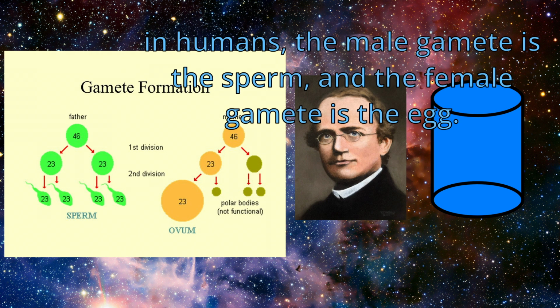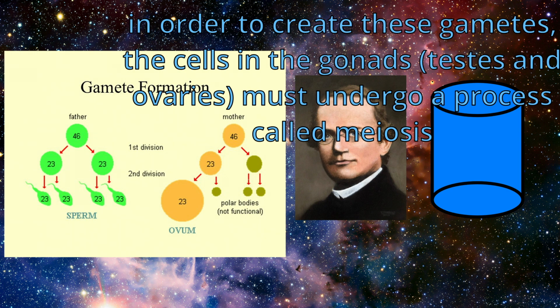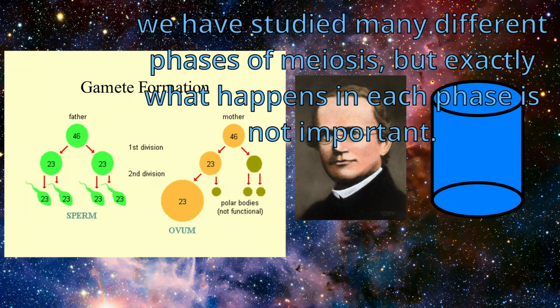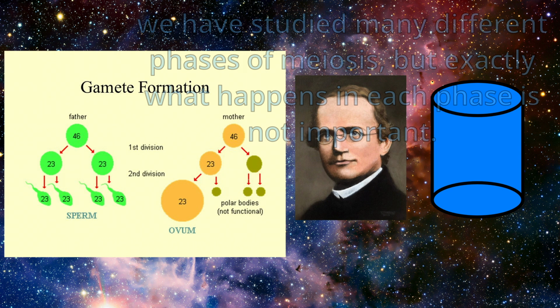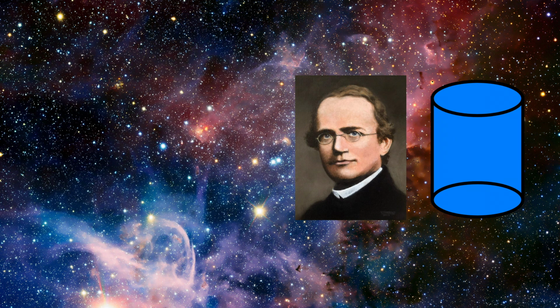In humans, the male gamete is the sperm, and the female gamete is the egg. In order to create these gametes, the cells in the gonads, testes and ovaries, must undergo a process called meiosis. We have studied many phases of meiosis, but exactly what happens in each phase is not important. The important part is that one diploid, normal amount of chromosomes, cell creates 4 haploid, half the normal amount, cells.